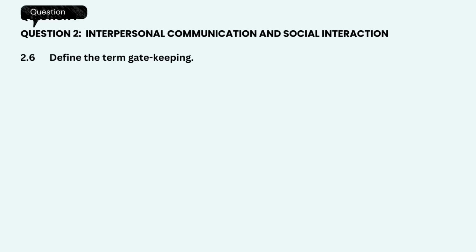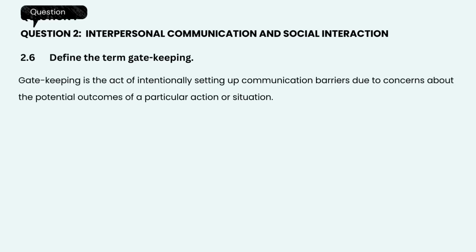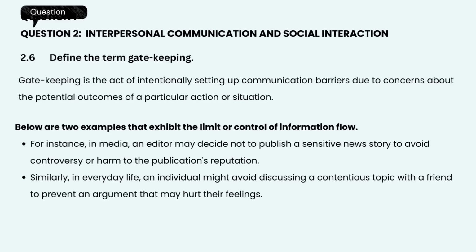Question. Define the term gatekeeping. Gatekeeping is the act of intentionally setting up communication barriers due to concerns about the potential outcomes of a particular action or situation. Below are 2 examples that exhibit the limit or control of information flow. For instance, in media, an editor may decide not to publish a sensitive news story to avoid controversy or harm to the publication's reputation. Similarly, in everyday life, an individual might avoid discussing a contentious topic with a friend to prevent an argument that may hurt their feelings.